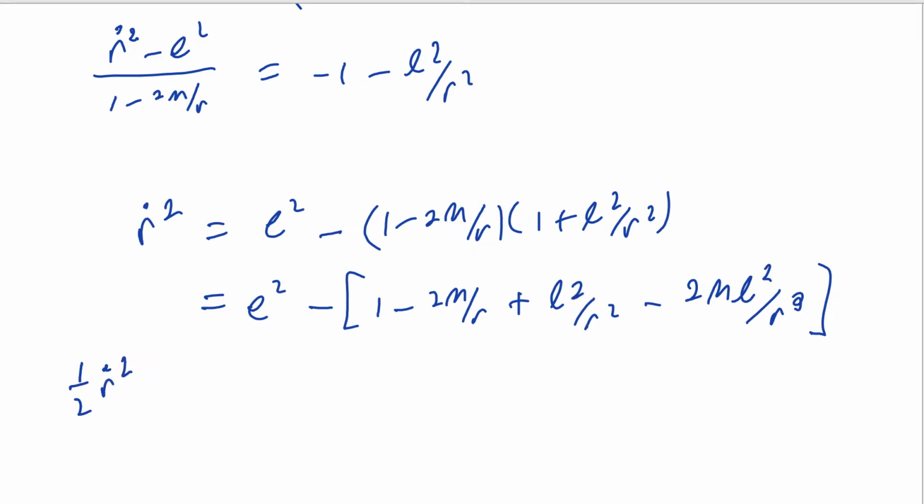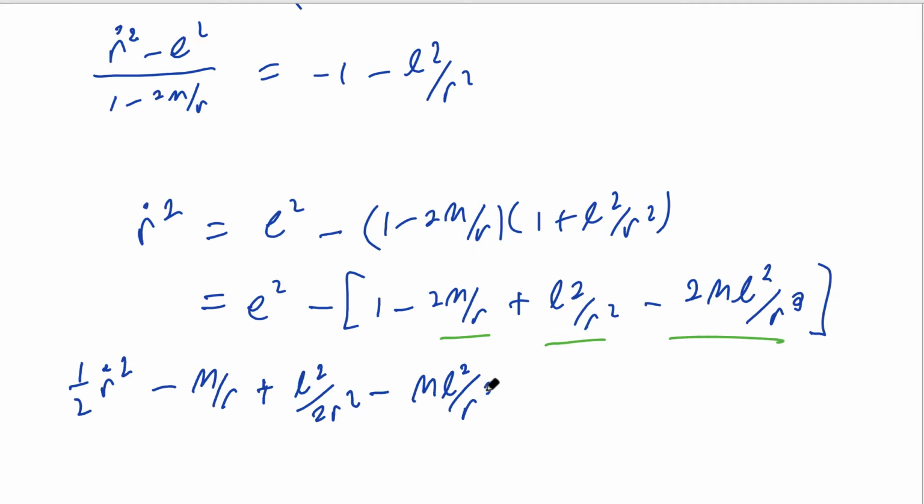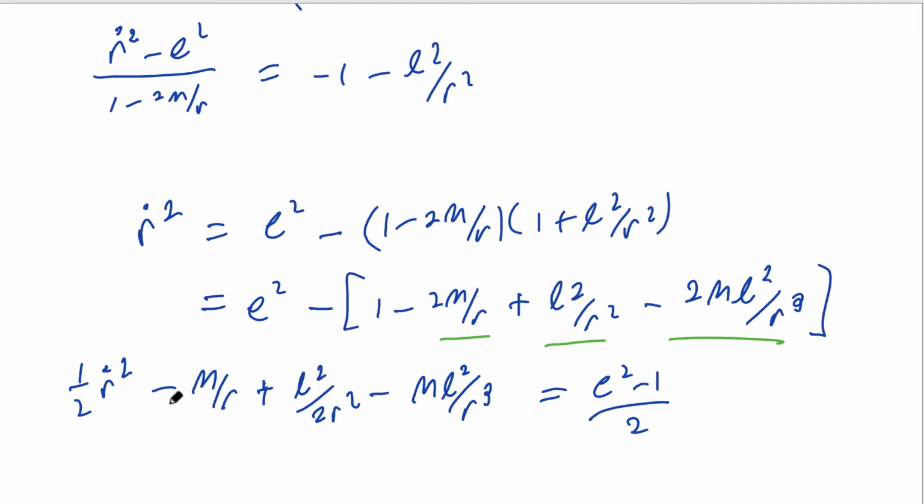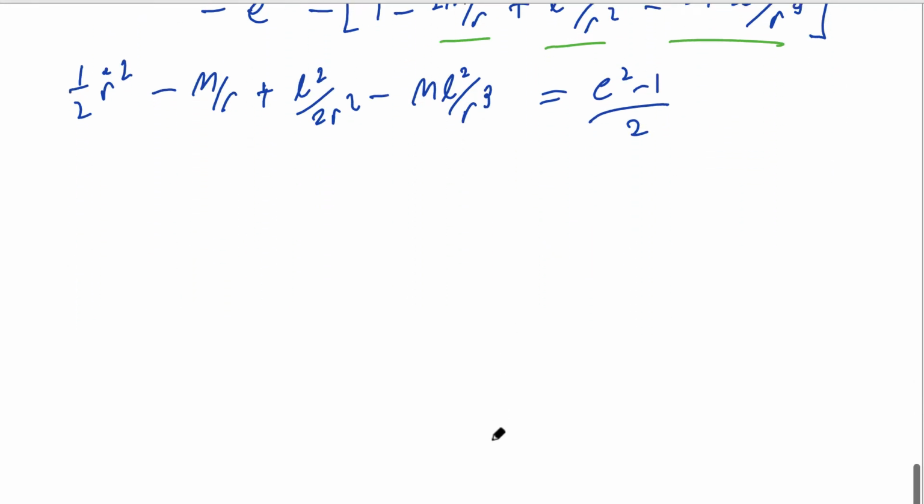And I'm also going to bring these three terms to the left-hand side. So this term will be minus m over r, remembering multiplying by 1/2. This term is plus L squared over 2r squared. And this term is minus m L squared over r cubed. And that's all equal to (E squared minus 1) over 2, since I'm multiplying by 1/2. So this is one of our equations describing orbital motion.